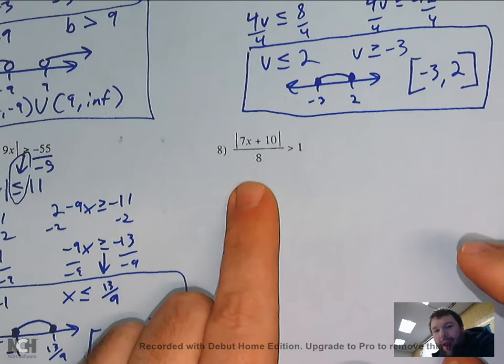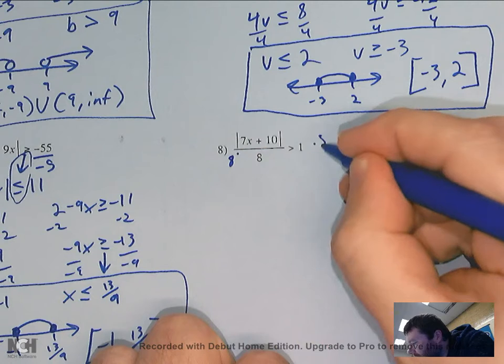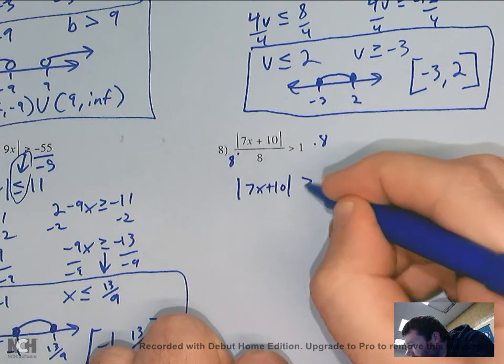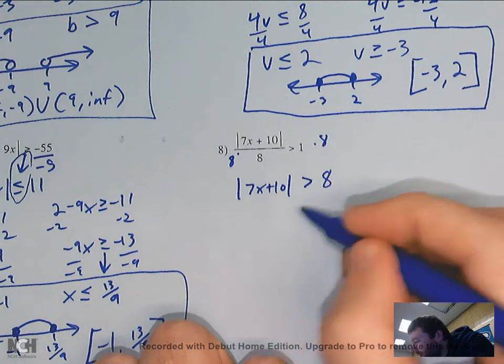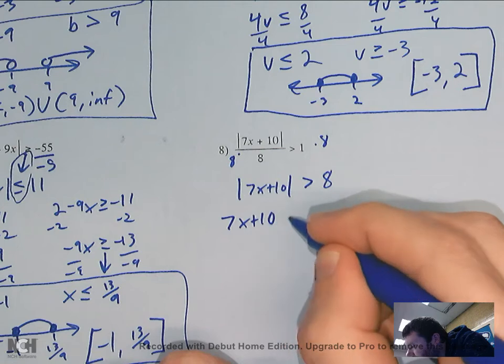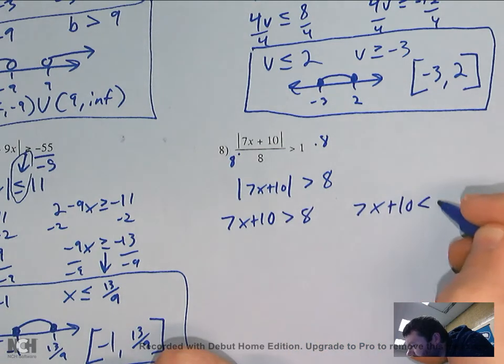Okay. Number 8, we've got this 8 outside of the absolute value. So we're going to multiply each side by 8. Gives me the absolute value of 7x plus 10 is greater than 8. So now my absolute value is isolated, so I split it. 7x plus 10 is greater than 8, and 7x plus 10 is less than -8.